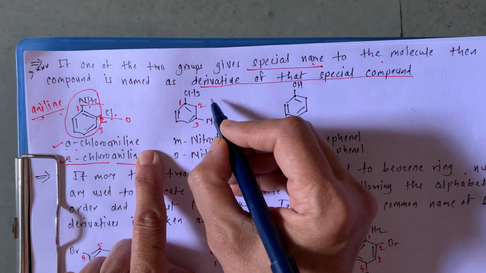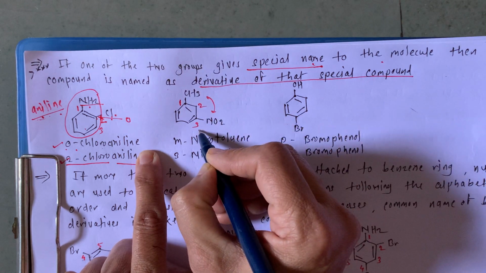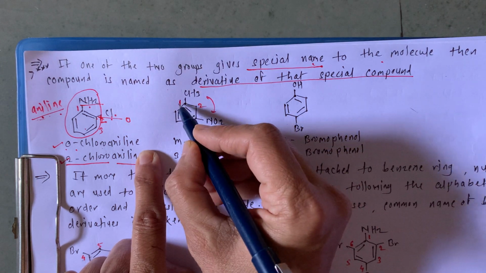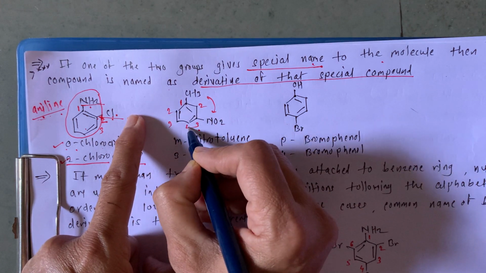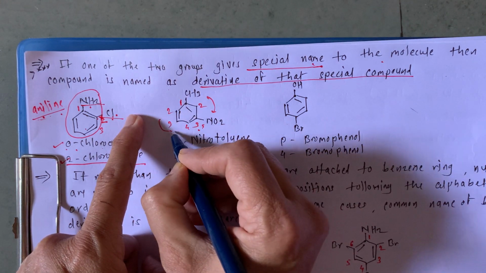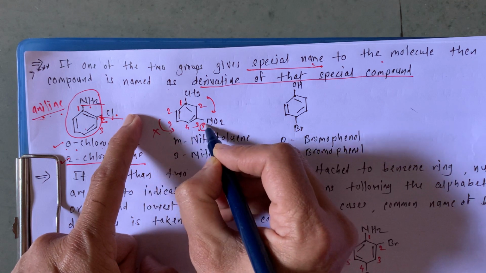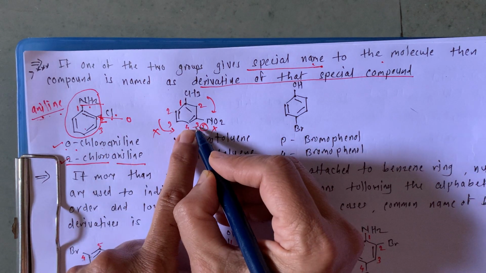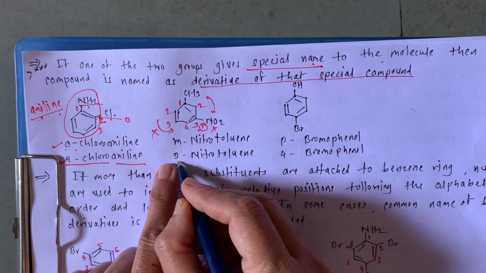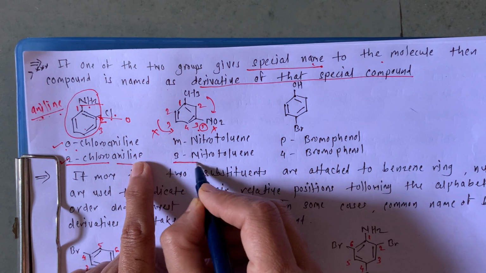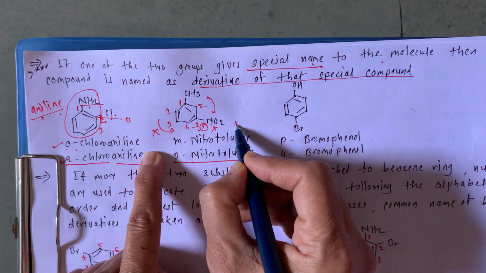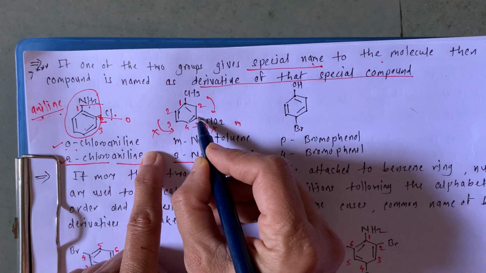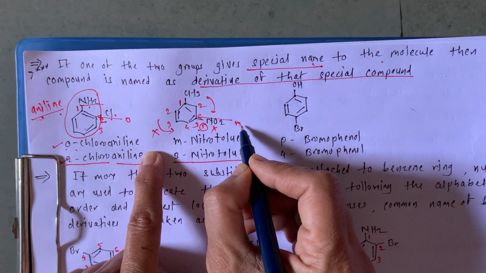Again here, if you go clockwise, then it will come on the 3rd position. If you go anti-clockwise, then this is 2nd, 3rd, 4th and 5th. Then this is wrong because this gives you number 5. We have to select 3. And so this is 3-nitrotoluene. And in the common nomenclature system, which is this carbon? This carbon is the meta position.